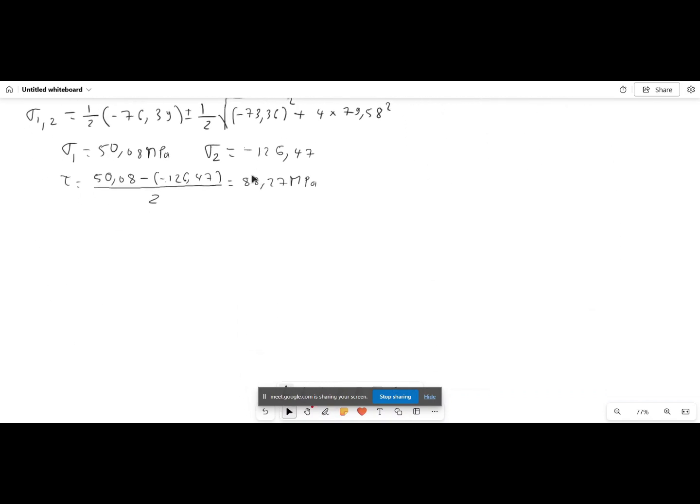Let's do case B. In case B, we have the force to be 10 kilonewton. So the stress should be force over area, where the force is 10 times 10 to 3 and the area is pi over 4 times the diameter 0,04 squared. What is the answer here? Here you get 7,96 MPa.